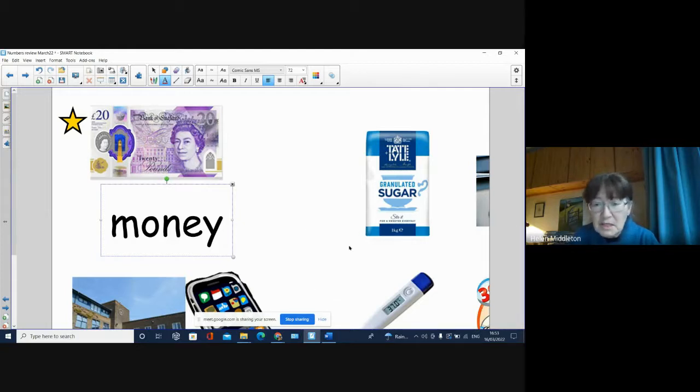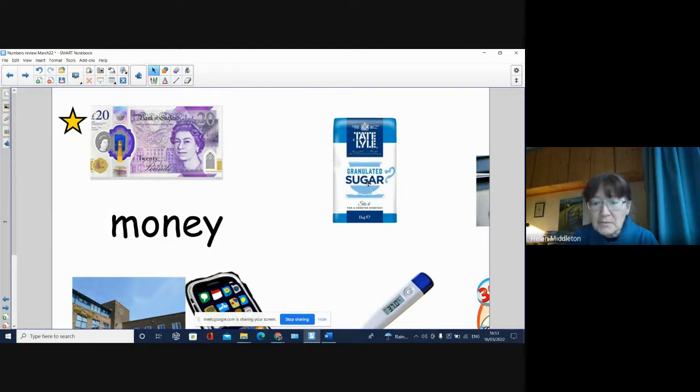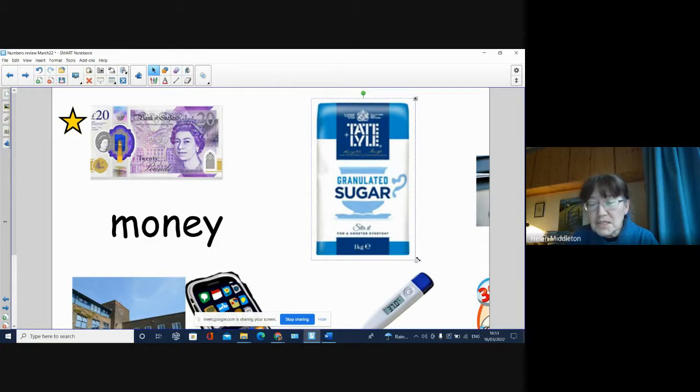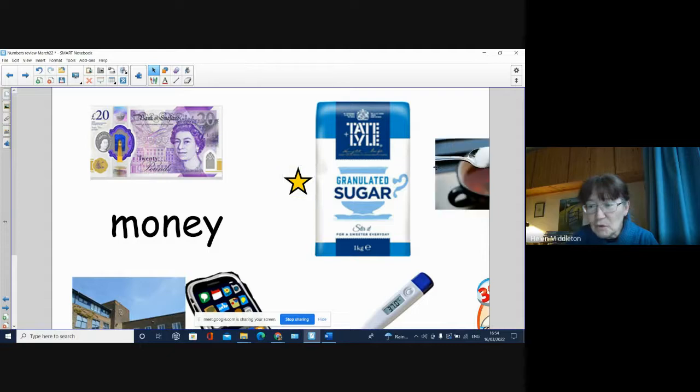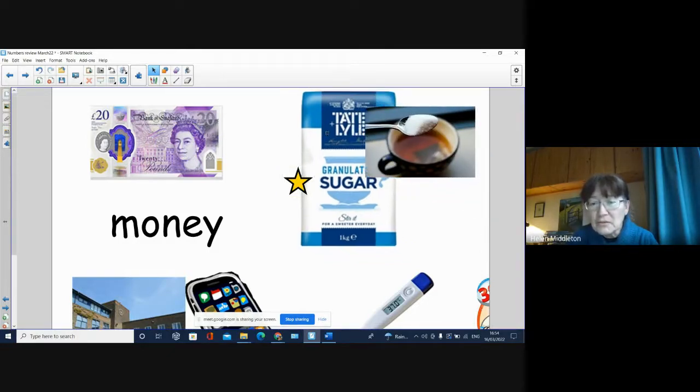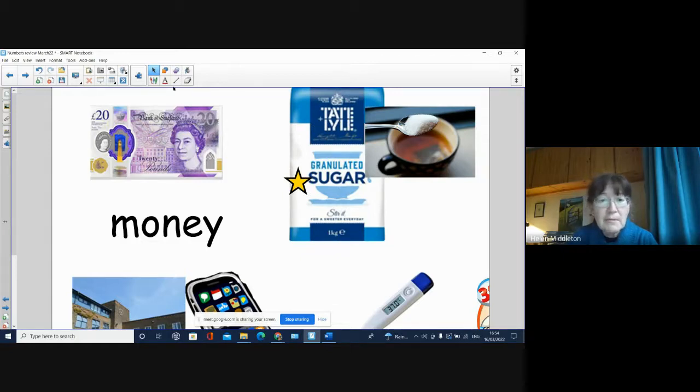And here's another place that we might see some numbers. I might see a number on this. What is it? Yes, you can see the word in big letters there. You can see it's a kind of food. Do you put this in your tea or your coffee? Yes, it's sugar. Now, the writing there is capital letters.